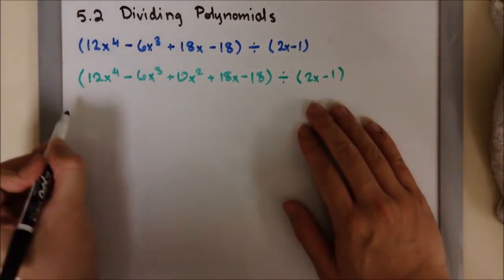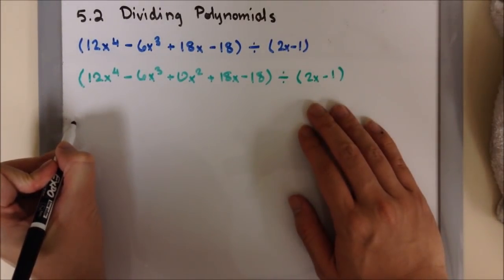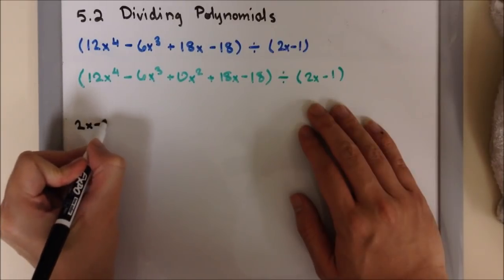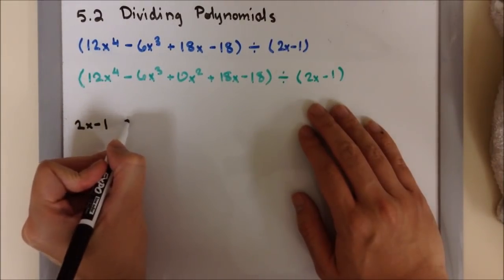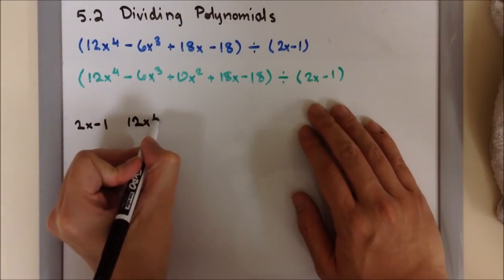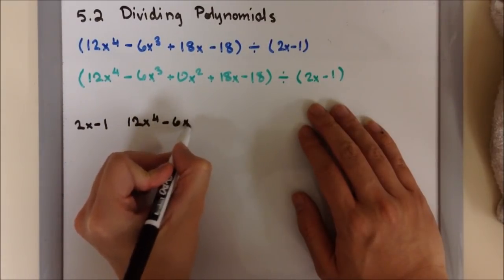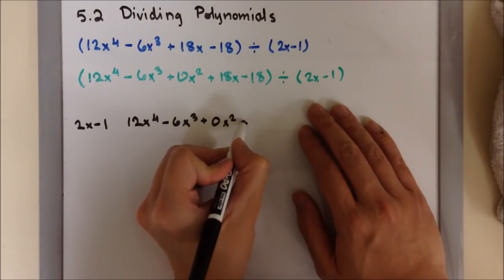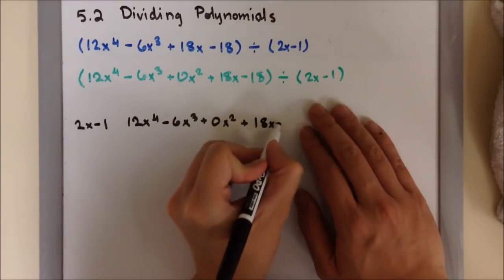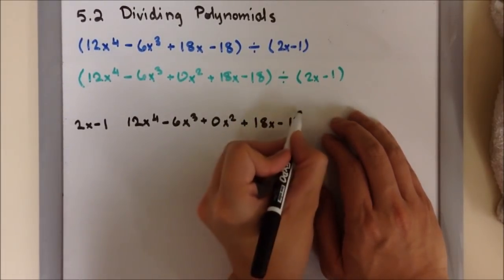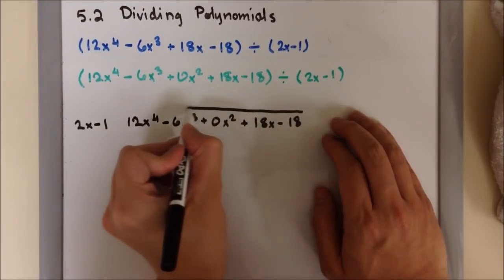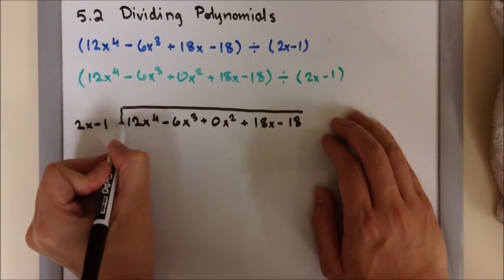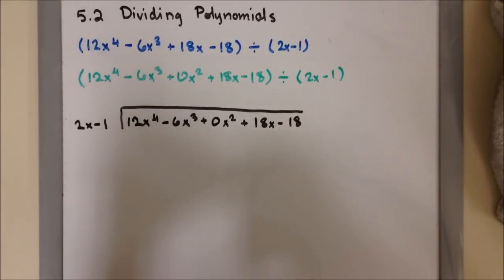Alright, so my divisor will go outside, and then my dividend will go on the inside. Alright, I finished setting it up for long division. Now we can actually get into dividing.